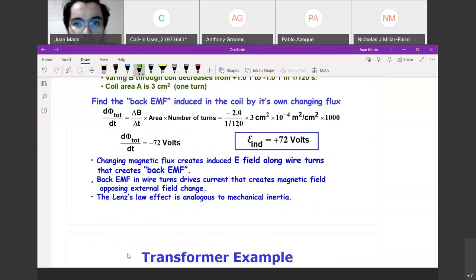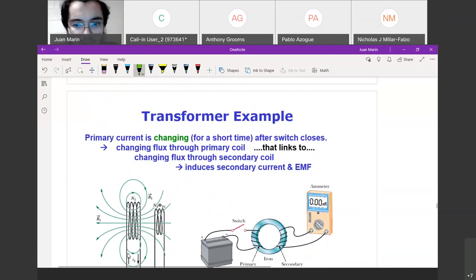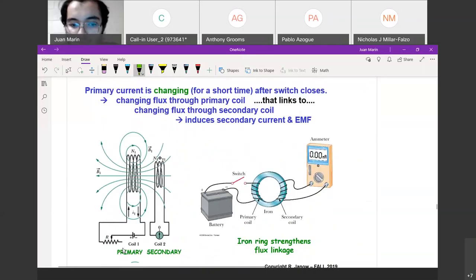And Lenz's law can be compared to mechanical inertia, if you remember. Mass is inertia. So this effect that is produced by Lenz's law, compared to mass, is like inertia.